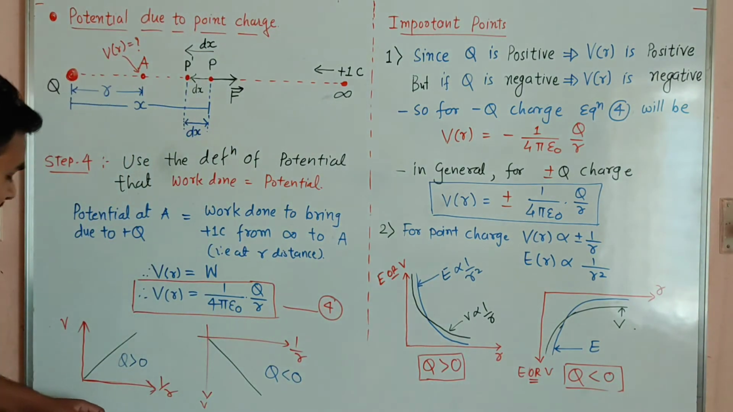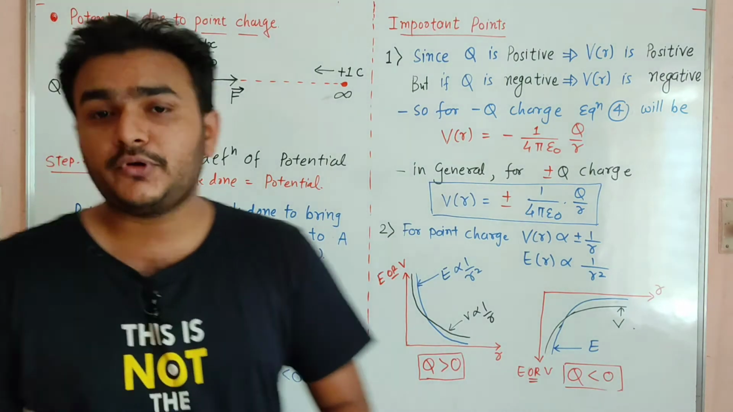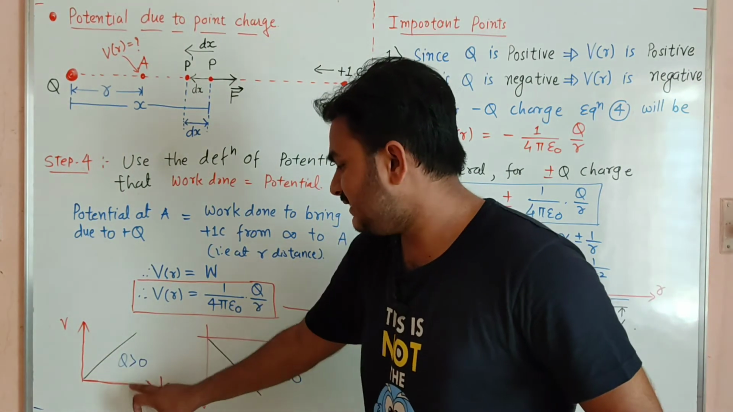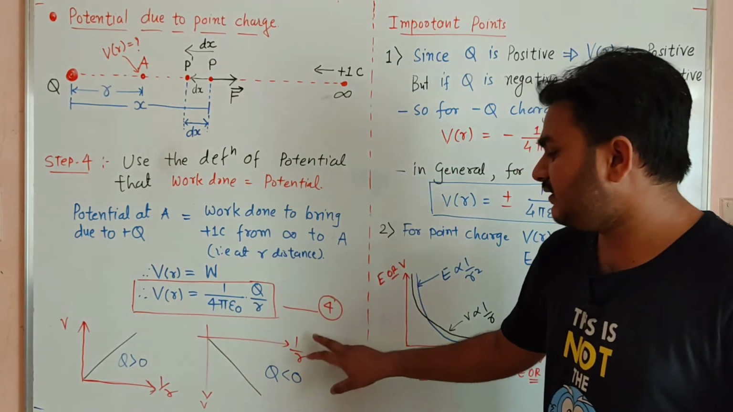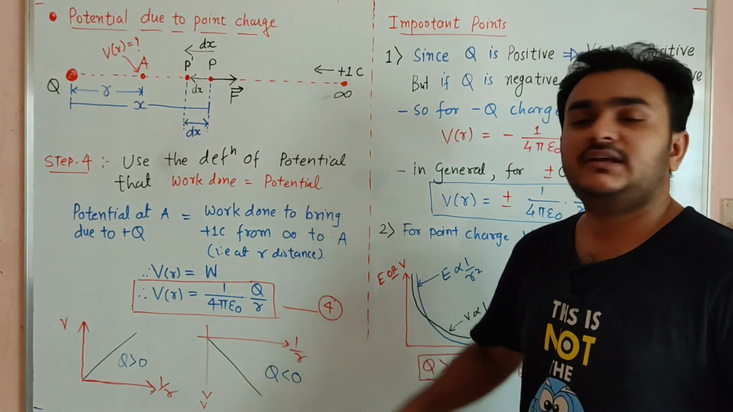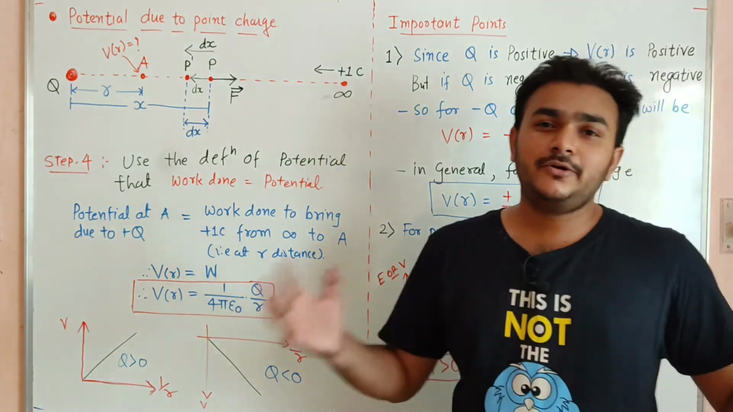Okay, now another important thing is that these two graphs are showing you the variation of potential V with respect to 1 by R. If you see, for positive charge it is a straight line in the first quadrant, whereas for the negative charge the potential will again be a straight line in the fourth quadrant. So this is all about the potential due to a point charge.